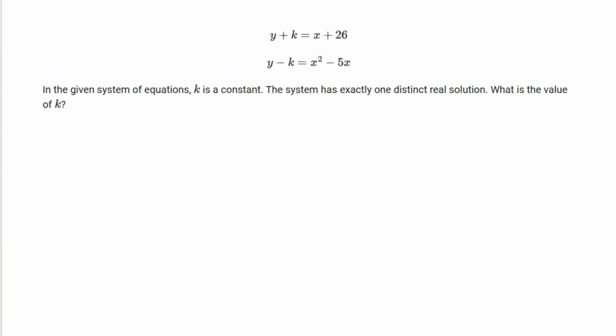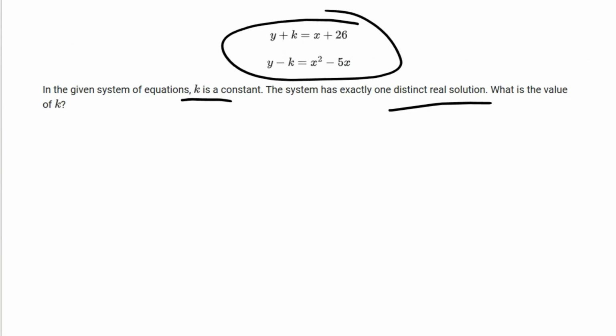Okay, our next problem here, very similar, except they're calling for one distinct real solution instead of no solutions. So let's go ahead and read the problem. In the given system of equations, k is a constant. The system has exactly one distinct real solution. What is the value of k? And you've got these 2 equations up here.